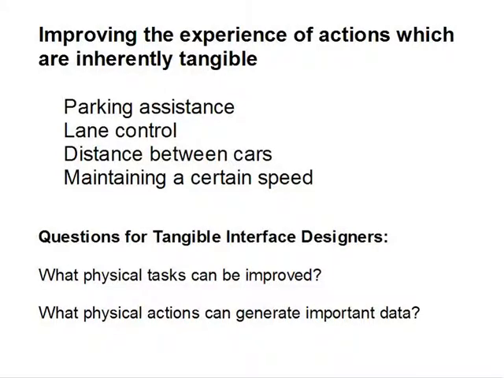Now, a lot of modern cars have some great features that are all being controlled by the central computer system. For instance, parking assistance, lane control, monitoring the distance between cars, allowing the driver to maintain a certain speed. And I think the real benefit and the reason why these systems are so helpful is that they are taking an experience which is inherently tangible in the first place, and they're improving that experience. All of these features are controlled by the computer, but they're either initiated or resolved by the user taking a physical action of pressing on a pedal or manipulating the steering wheel.